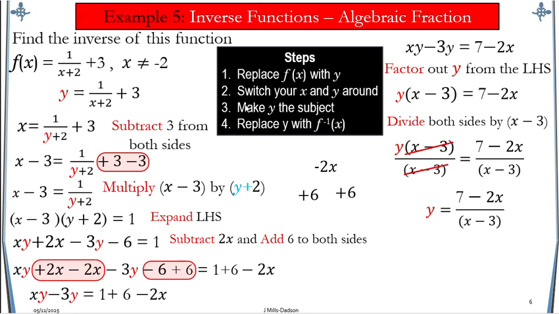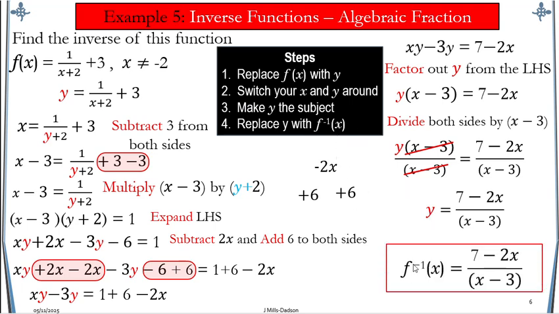So I've done up to stage 3, making y the subject. Therefore I need to replace y with the inverse function notation. Therefore the inverse function of x is equal to (7 minus 2x) over (x minus 3). So this is how we derive the inverse function of a given function. Now let's look at an application question involving inverse function.